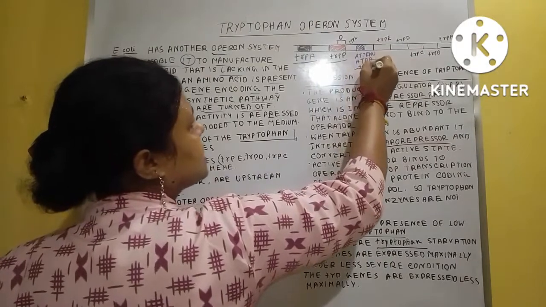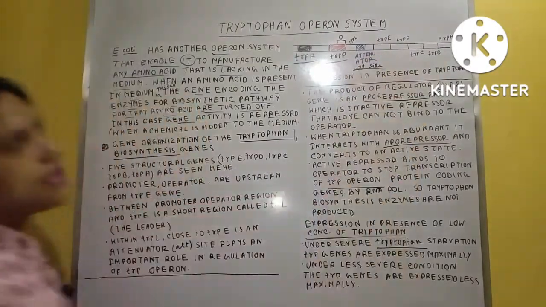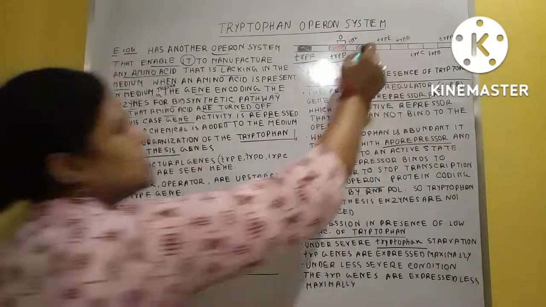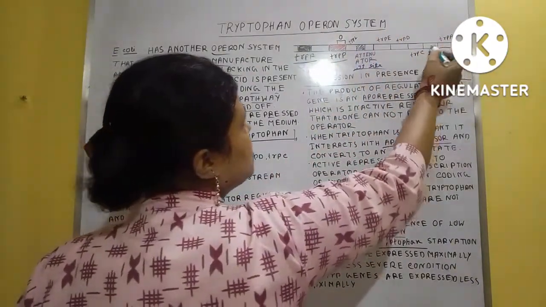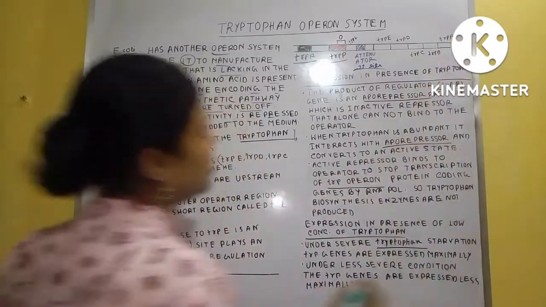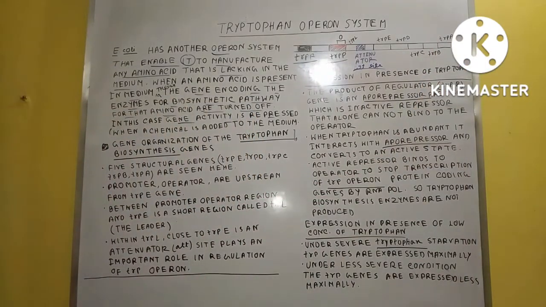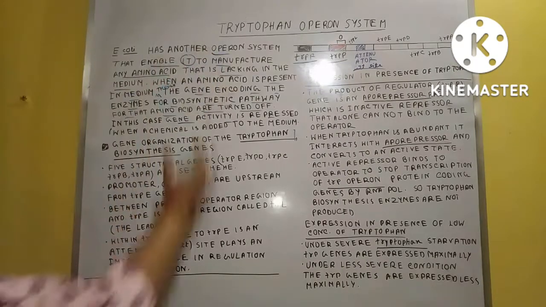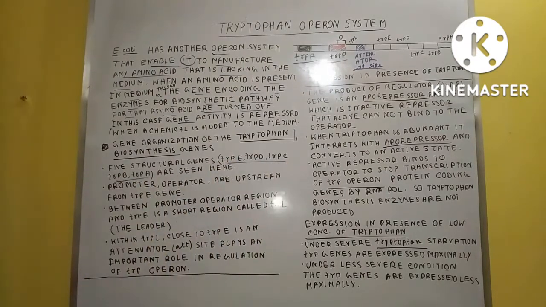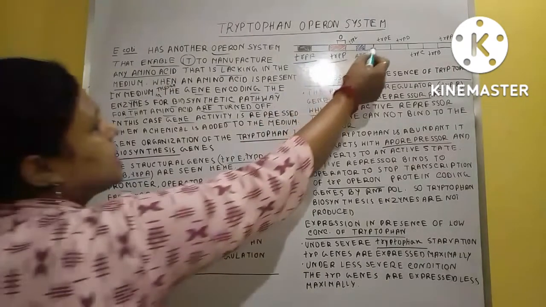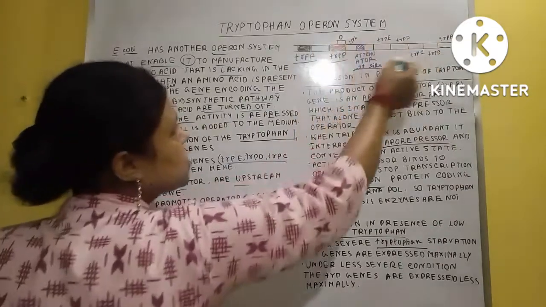A-T-T site. At site. Okay? This is the at site. Next, these are the structural genes obviously: TRYP-E, TRYP-D, TRYP-C, TRYP-B and TRYP-A. All the tryptophan structural genes. So what we have to learn is that 5 genes are there in this system, and the promoter and operator are upstream from the TRYP genes. You can see this is the upstream and this is the downstream position.